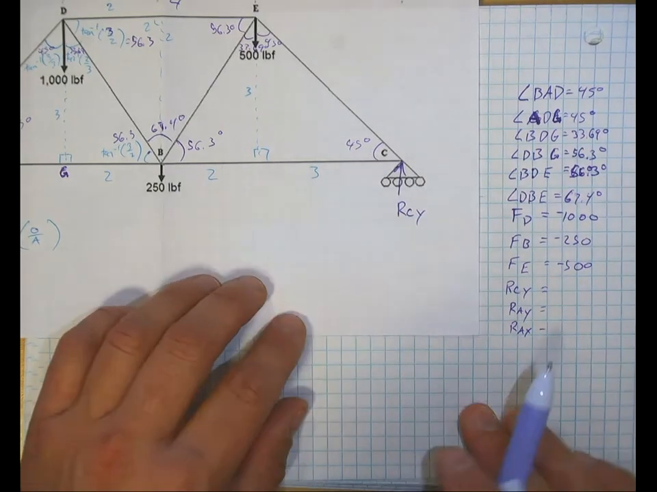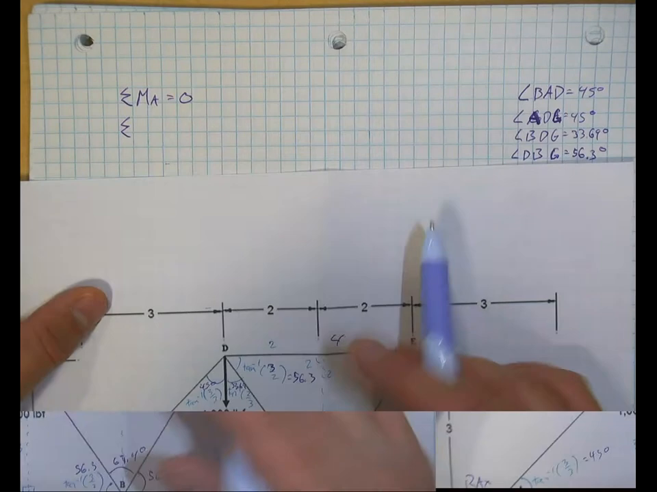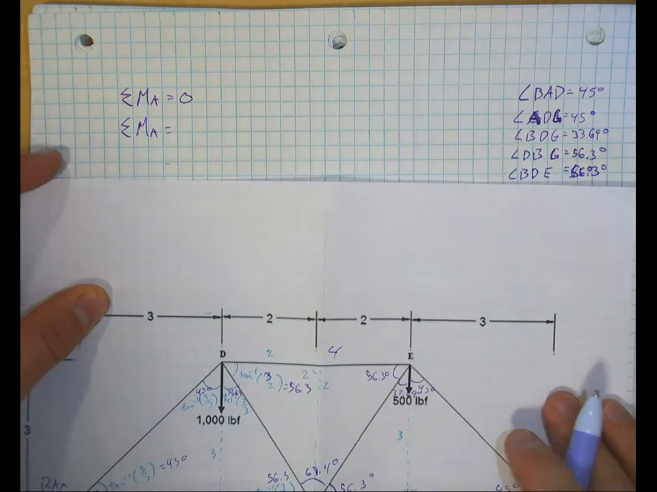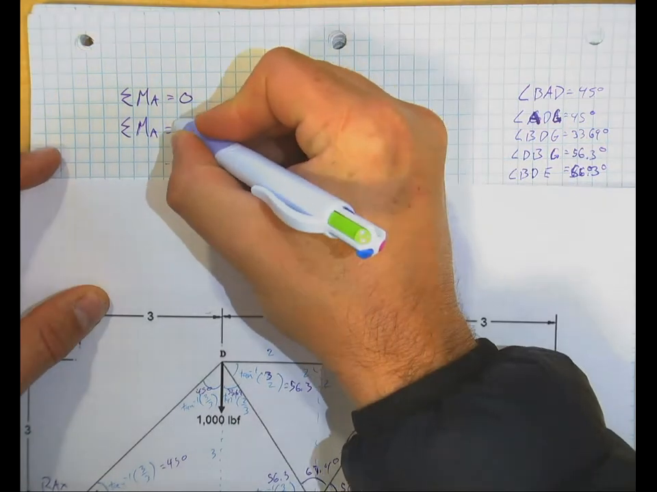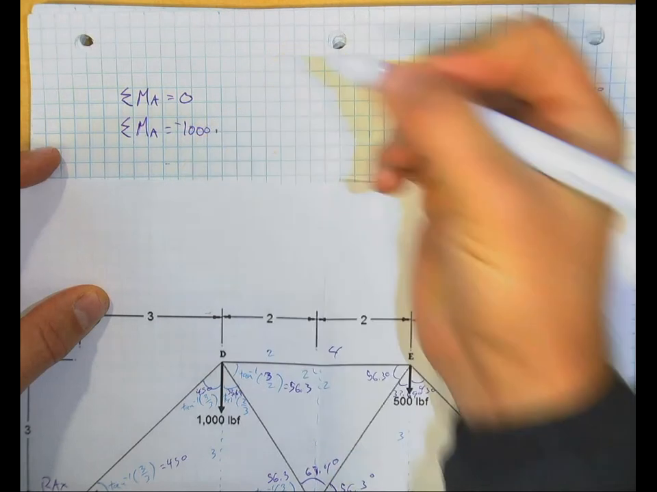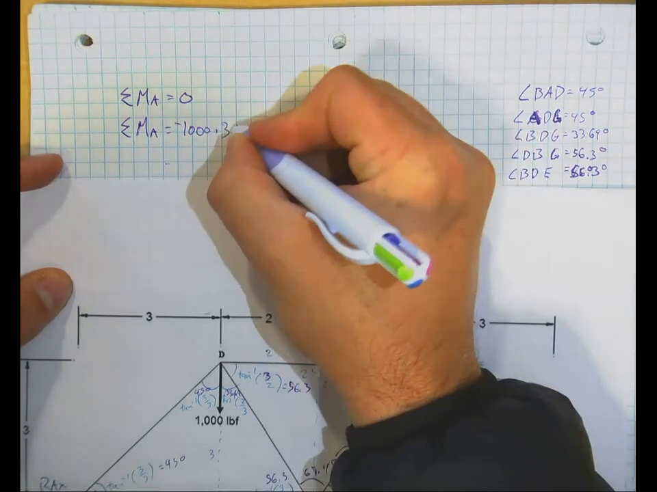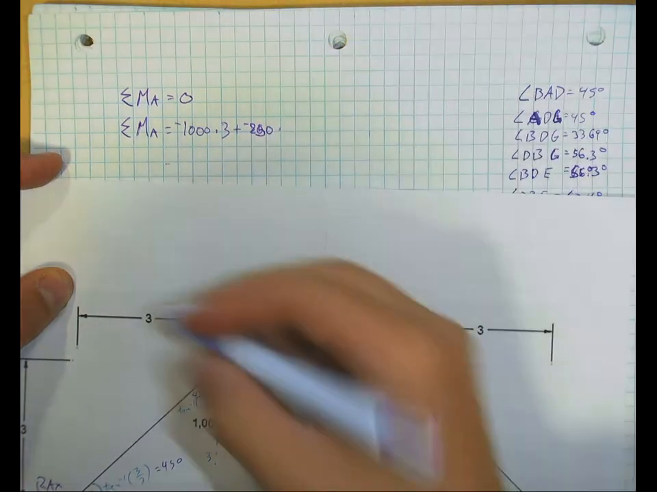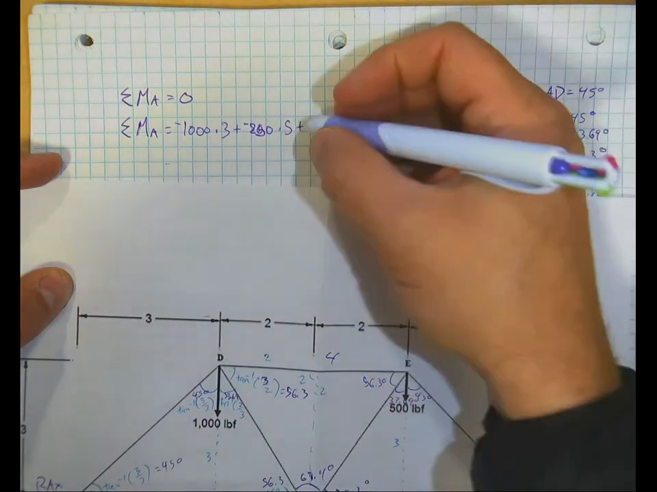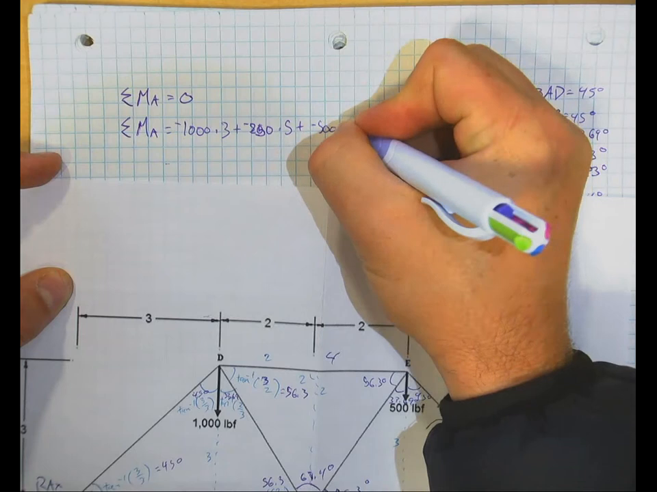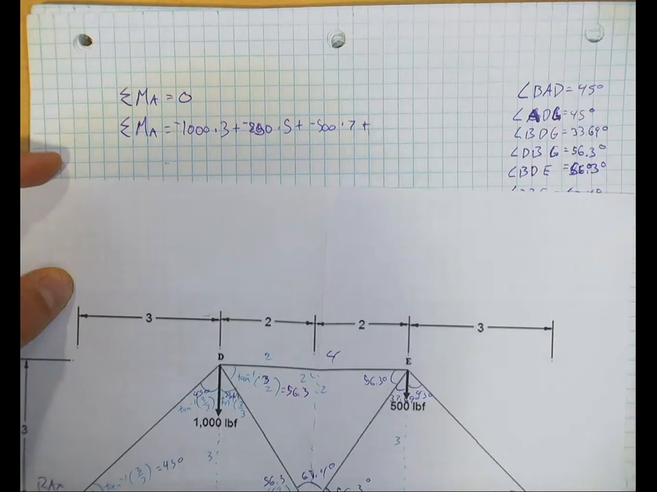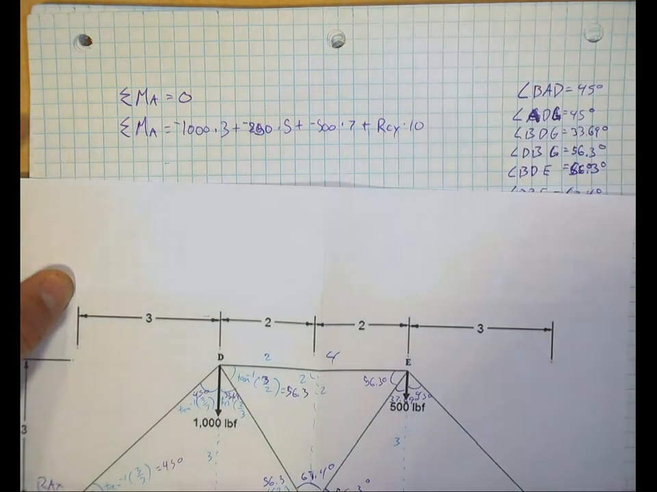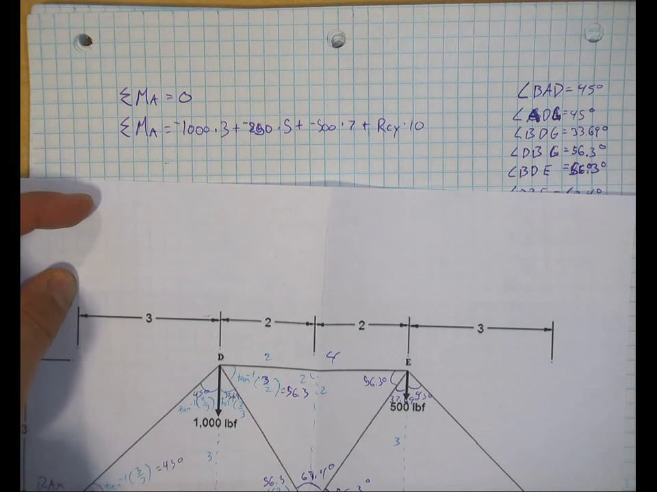Essentially what we're solving for is RCY, RAY, and RAX. Now to get RCY, we're going to sum the moments. So the sum of moments about A is going to be negative 1,000 times 3, plus negative 250 times 5, plus negative 500 times 7, plus RCY times 10. Okay, so we go ahead and calculate that out.